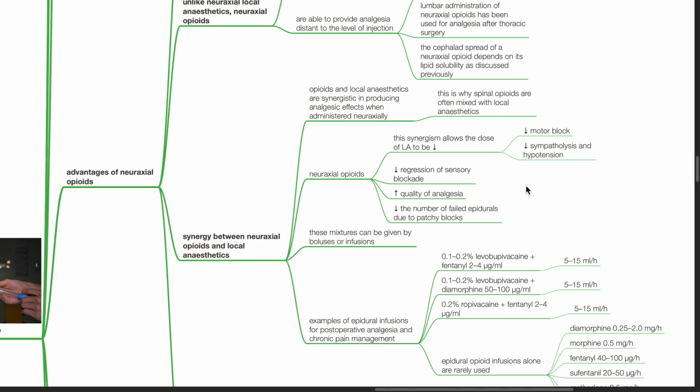Neuraxial opioids allow the dose of LA to be reduced. This results in reduced motor block, reduced sympatholysis and hypotension. There is reduction in the regression of sensory blockade, increased quality of analgesia, and reduction in the number of failed epidurals due to patchy blocks. These mixtures can be given by boluses or infusions.